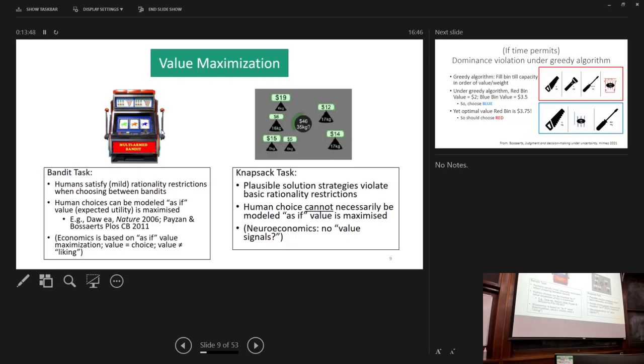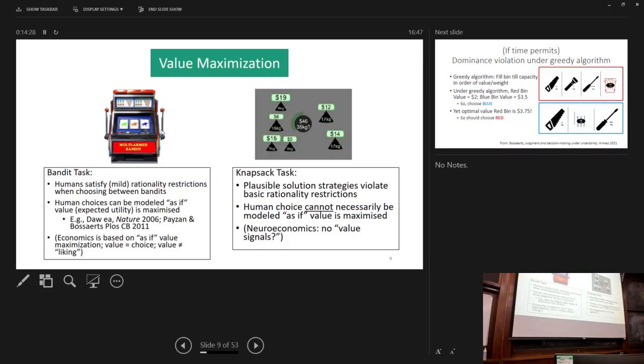Nathaniel Daw's paper in Nature in 2006 shows this with a multi-arm bandit problem. My former PhD student, Elise Pirzana, and I showed this also in a 6-arm bandit problem. People are pretty much Bayesian, and they choose as if there is some value function behind them. I should also say, since we are talking interdisciplinary research, economics is based on as-if value maximization. They want the choices people make to at least satisfy some mild rationality restrictions, because otherwise their machinery doesn't work.